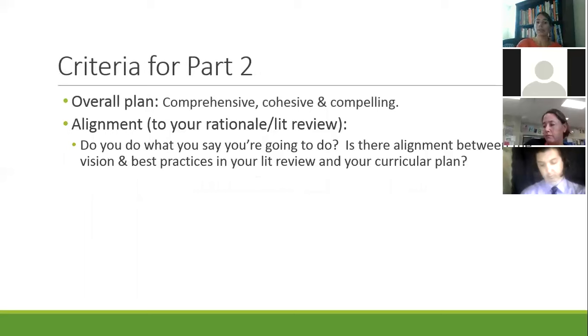Speaking of which, the alignment to your rationale and literature review is important in this assignment. Are you doing what you say you're going to do? I'm not going to take your unit and compare it to all of the standards in your discipline. Instead, what I'm going to do is take it and compare it to what you said your goals were and what you said the research said in that first part. So make sure that there's a connection between your rationale and literature review and the actual curriculum that you create.